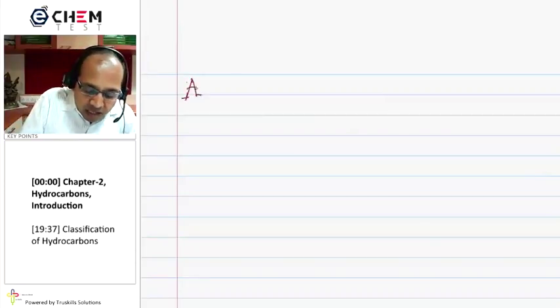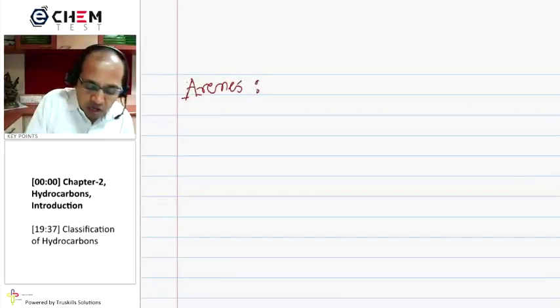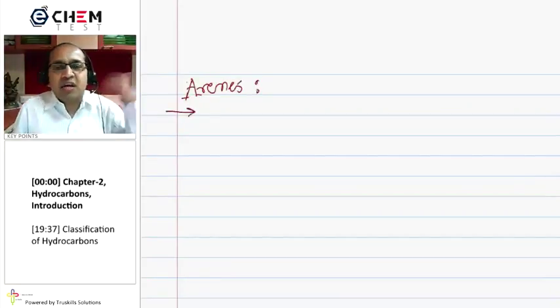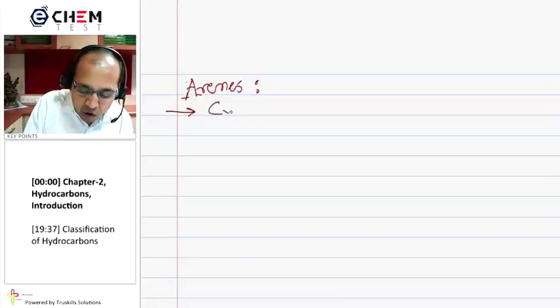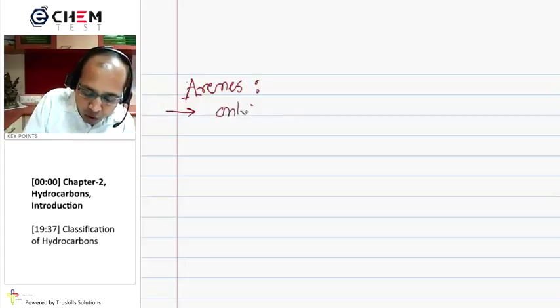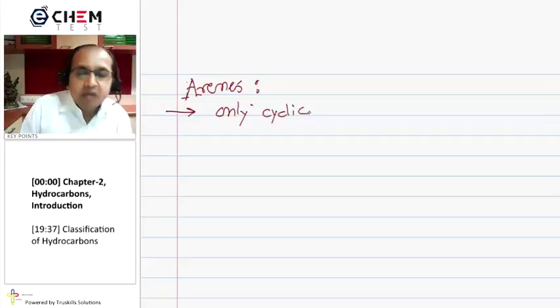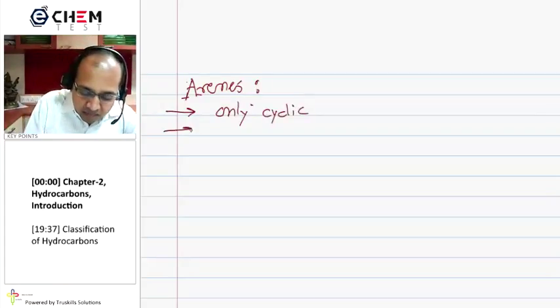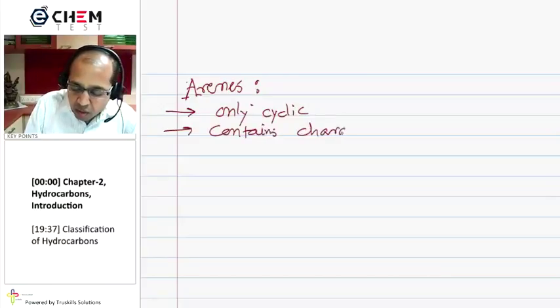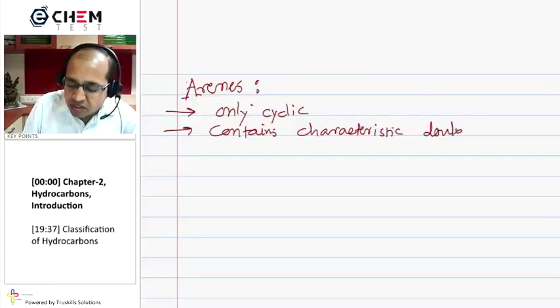In case of arene compounds, it is a special type of unsaturated hydrocarbon. Like alkynes are only acyclic, arenes are only cyclic. So I can say that this type of compounds are only cyclic in nature, number one. The second important thing is it contains a characteristic double bond. We will discuss the characteristic double bond in detail when we discuss the arene compounds.